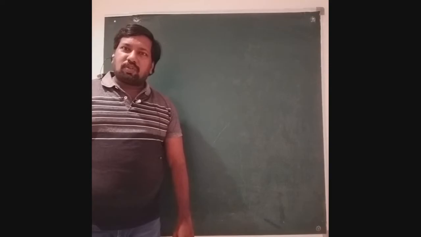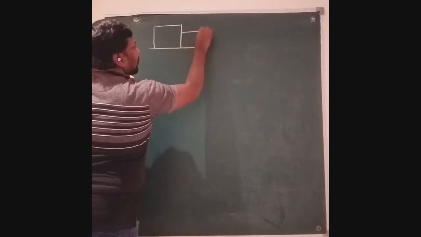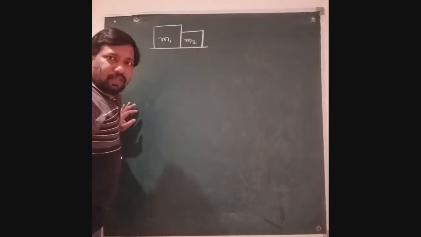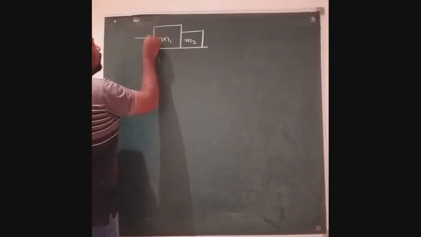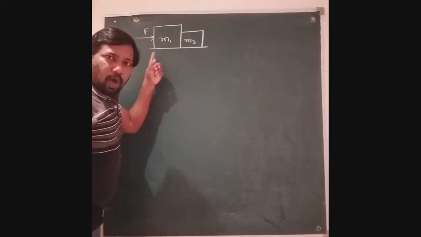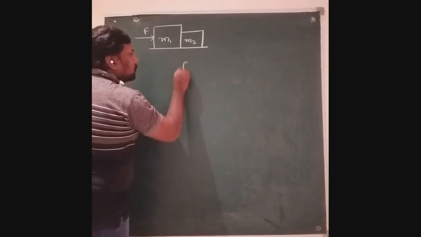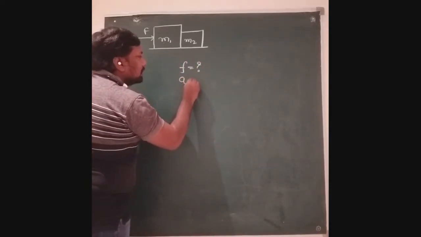Today we discuss contact force. Here there are two blocks of masses m1 and m2. These two blocks are lying in contact on a smooth horizontal surface. Then a horizontal force is applied on block m1. Now we can find out the contact force between the two blocks and the acceleration of the system.